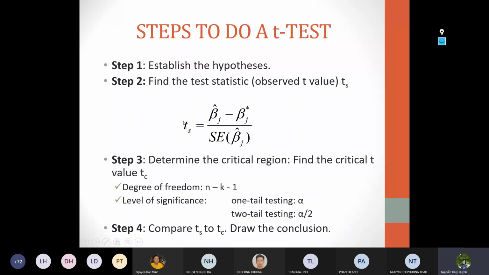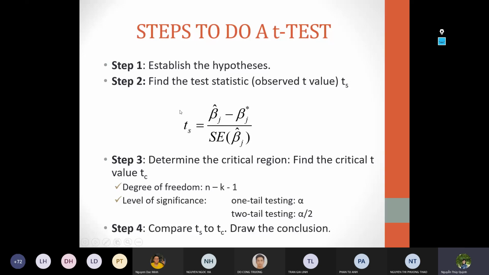All right, so TS here is equal to what? This one is the observed value of the unknown parameters minus the suspect value of the unknown parameters, divided by the standard error of the estimate. So this one is the test statistic. Why do we calculate the test statistic like this? We will talk about it in the next slide.